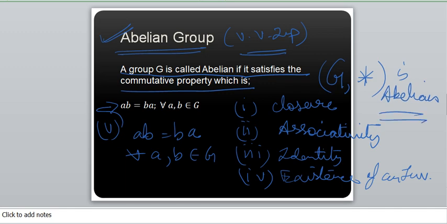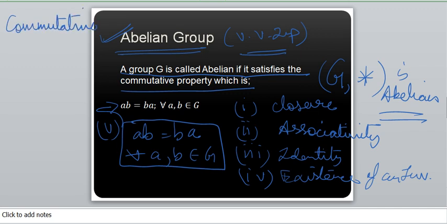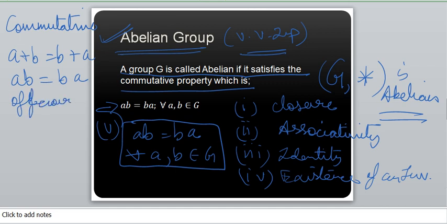It's called an abelian group if it follows the commutative property. You know this property very well. What is the commutative property with addition? A plus B is equal to B plus A. What is the commutative property with multiplication? A dot B is equal to B dot A. Of course, A, B belong to the group G. When this happens, then it is an abelian group.